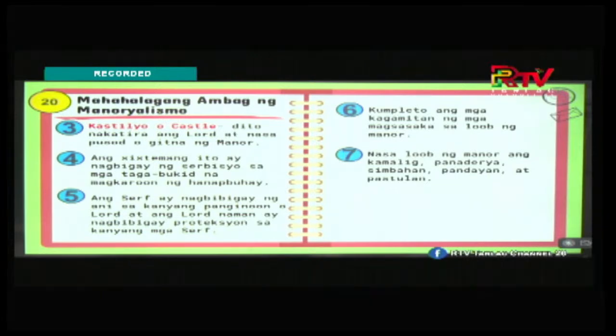Pang-apat, ang sistemang ito ay nagbigay ng serbisyo sa mga taga-bukid na magkaroon ng hanapbuhay. Panglima, ang serf ay nagbibigay ng ani sa kanyang Panginoon o Lord at ang Lord naman ay nagbibigay ng proteksyon sa kanyang mga serf. Pang-anim, kumpleto ang mga kagamitan ng mga magsasaka sa loob ng manor. At ikapito, nasa loob ng manor ang kamalig, panaderya, simbahan, pandayan at pastulan. At yan ay ipinakita ko kanina sa pamamagitan ng isang larawan.